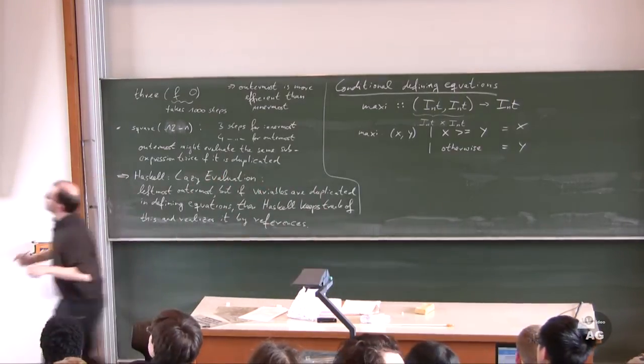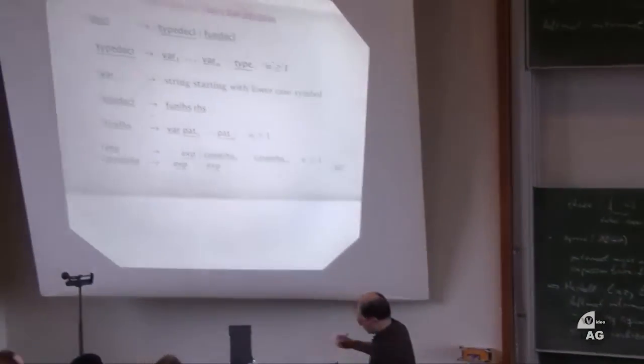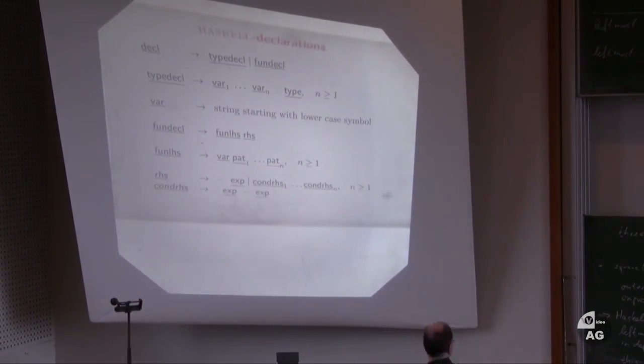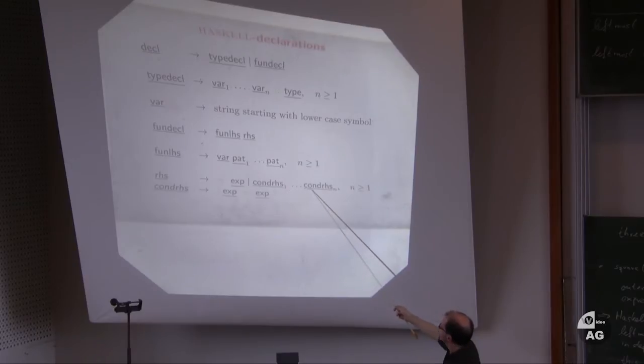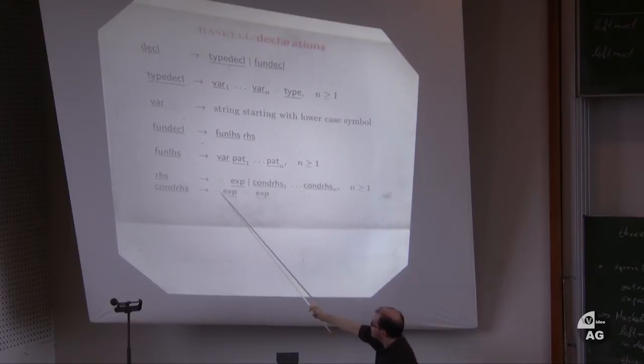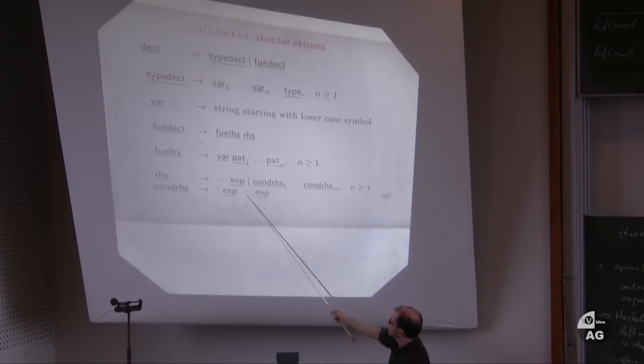So what did I do here? What was not allowed? Up to now, right-hand sides had this form: equals exp. And now I extended this because now I also allowed something like this. Instead of equals exp, there's another possibility. I can write a conditional right-hand side. And I can even write several conditional right-hand sides: conditional right-hand side 1, conditional right-hand side 2, conditional right-hand side n. And what is a conditional right-hand side? It starts with a vertical bar, and then comes a Boolean expression, and the remainder is as before. Then there's an equality sign and the result of the function, which is another expression.